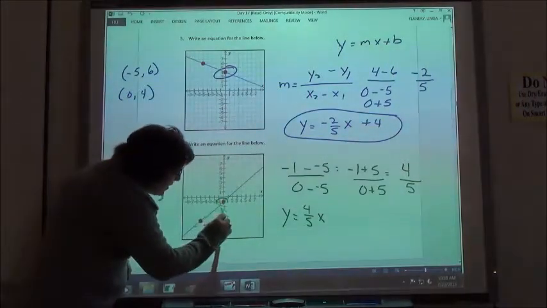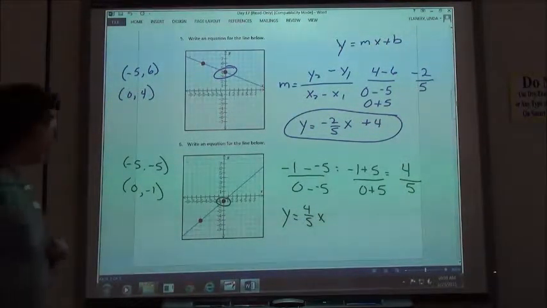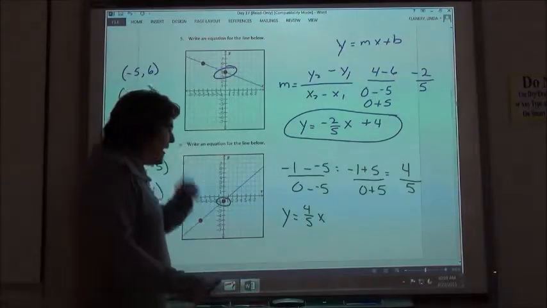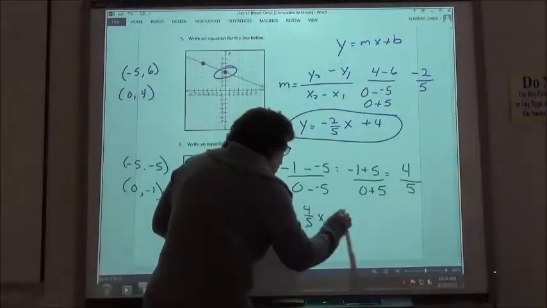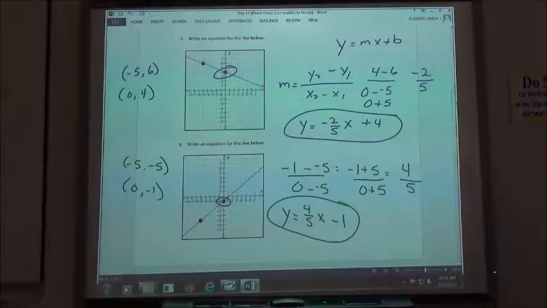My numbers are kind of smushed together there, but my y-intercept, where it touches the y-axis, is at negative 1. And again, we're not going to do plus a negative 1. We're just going to put minus 1 on the end. And so y equals 4/5 x minus 1 would be the equation of my line.